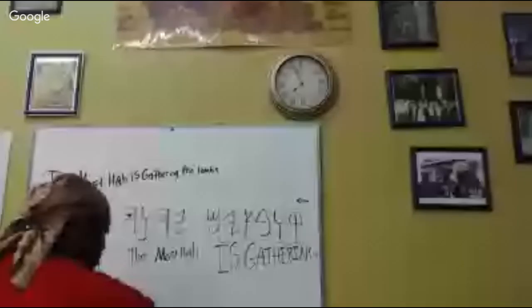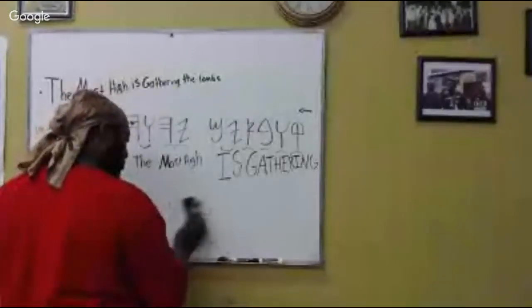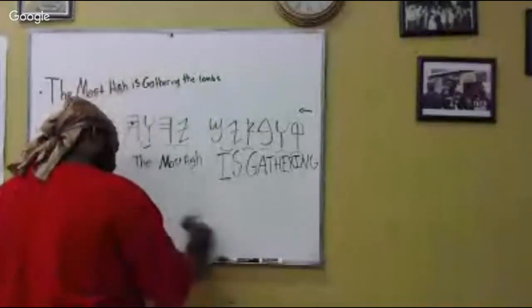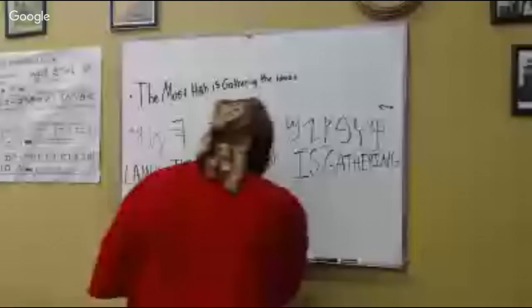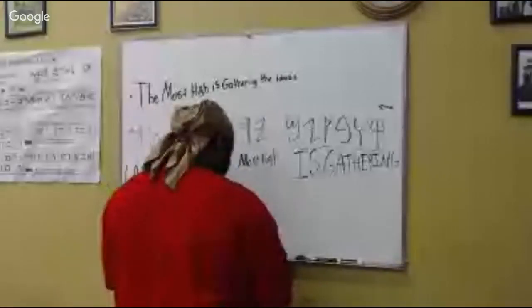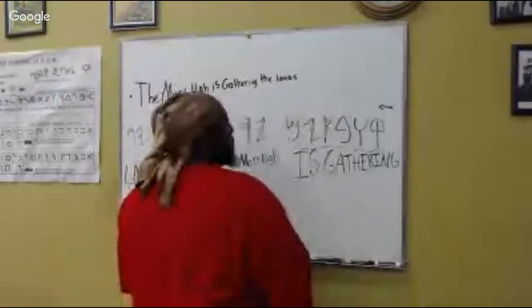I'm gonna spin the camera back around to the board. So the Most High is gathering the lambs. So what do we got? Gathering, or is gathering the Most High the lambs, because the noun comes after the action word. In English, if you notice the sentence, the Most High, and then the action word came. In our language, is the action word, then the noun, right?